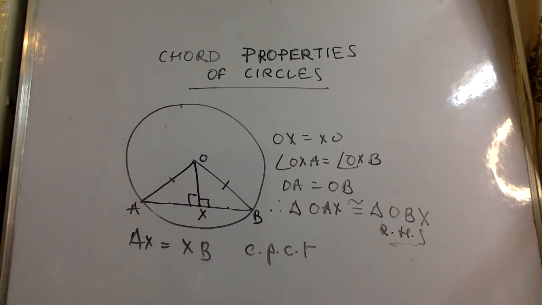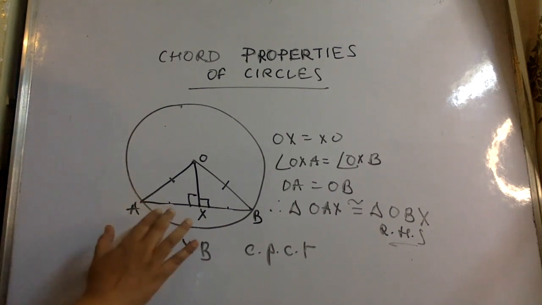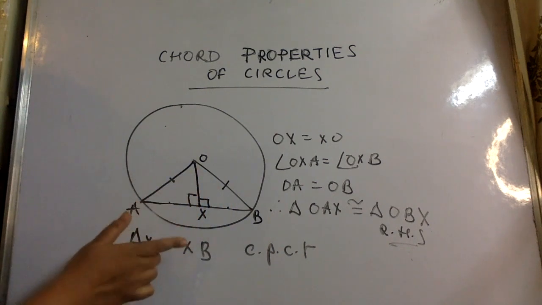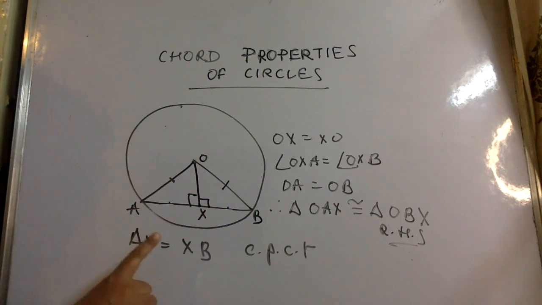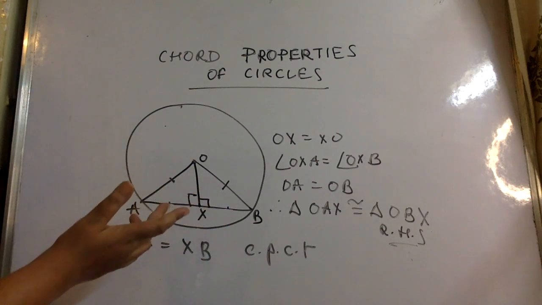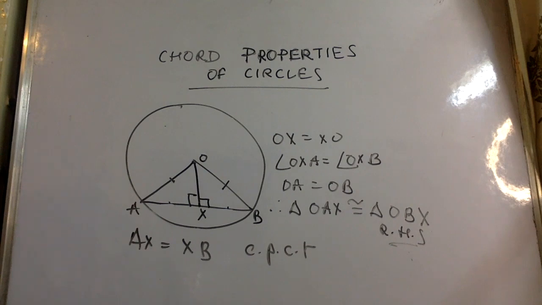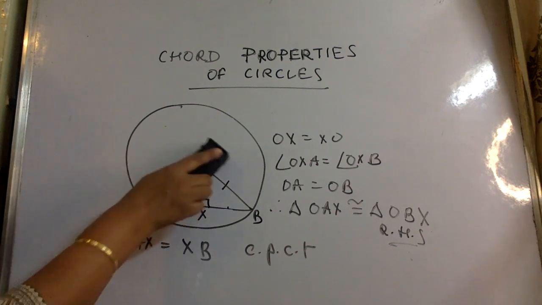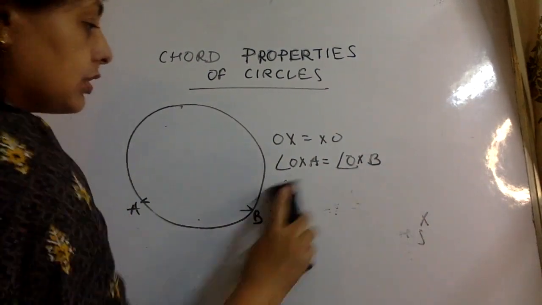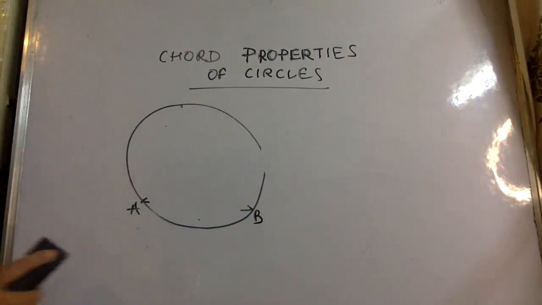Now let me take up the opposite of this. The opposite of it is also true, which says that if a line from the center is bisecting the chord, then it must be at 90 degrees. A line bisecting a chord from the center is bisecting it at 90 degrees. So let me redraw this figure, and I will redo this proof also. This time let's see what is given and what is to prove.